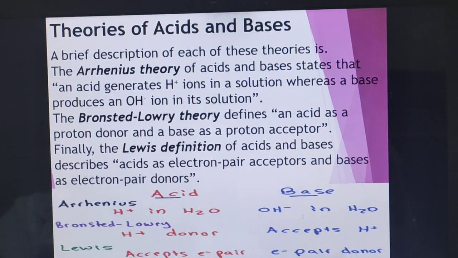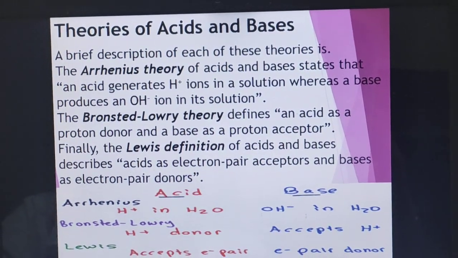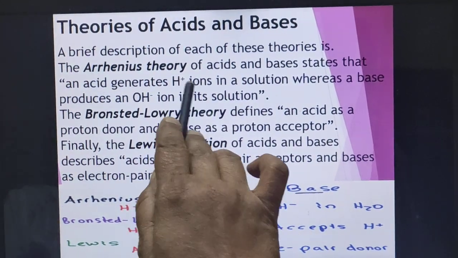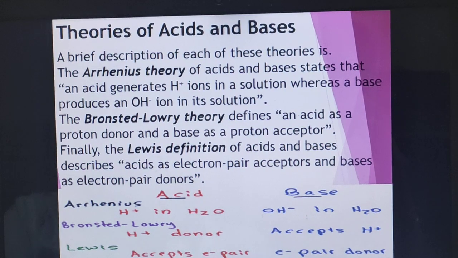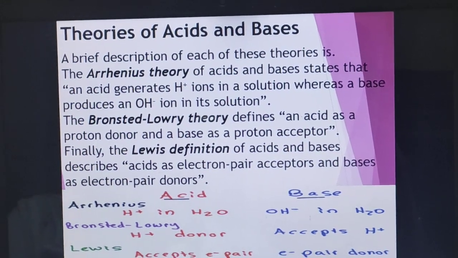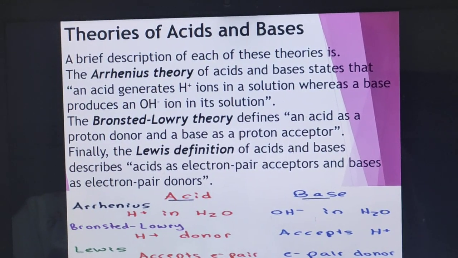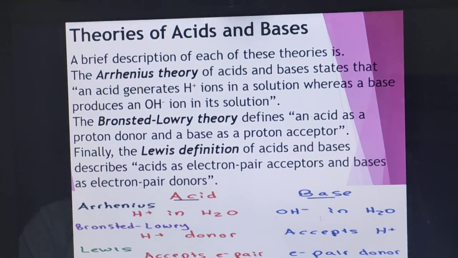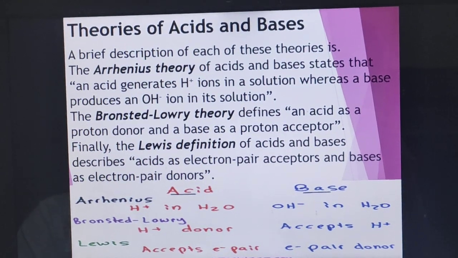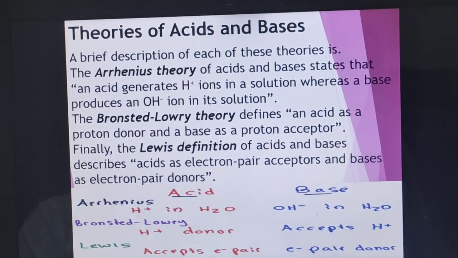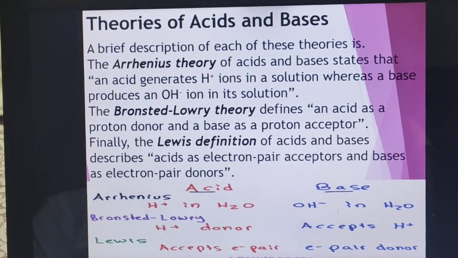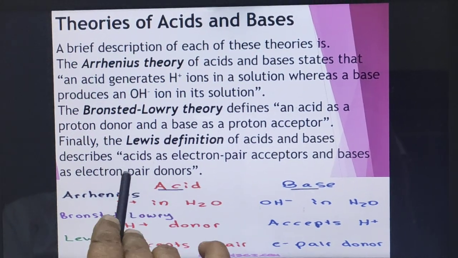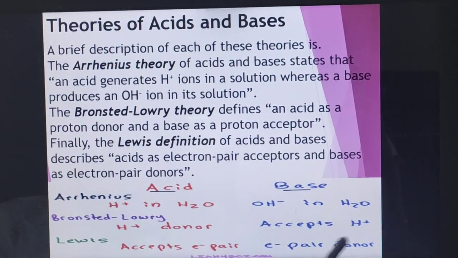Now, theories of acids and bases. First is the Arrhenius theory, which states that an acid generates H+ ions in a solution, whereas a base produces OH- ions in a solution. The next theory is the Bronsted-Lowry theory, which defines an acid as a proton donor and a base as a proton acceptor. The last is the Lewis definition of acids and bases, which describes an acid as an electron pair acceptor and a base as an electron pair donor. This is a brief history of it.